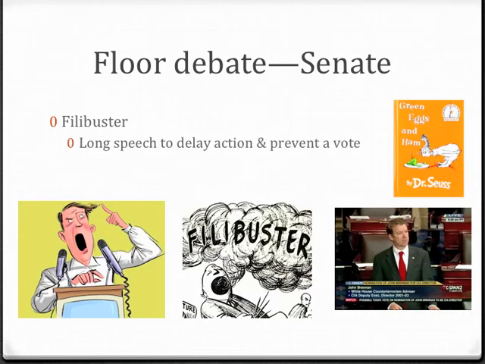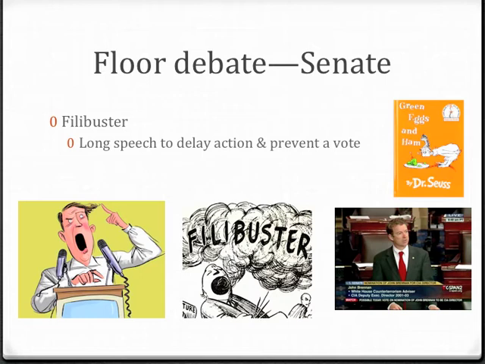Another way that one senator can have a lot of power is by filibustering. A filibuster is a long speech that is designed to delay action and prevent a bill from being voted on. So typically you only filibuster if you know you're going to lose. In the Senate, you don't have to be on topic. You can talk about absolutely anything that you want, including reading Green Eggs and Ham, reading the phone book, reading the Constitution, just talking about your day, doing nothing. All of these things have been done before.